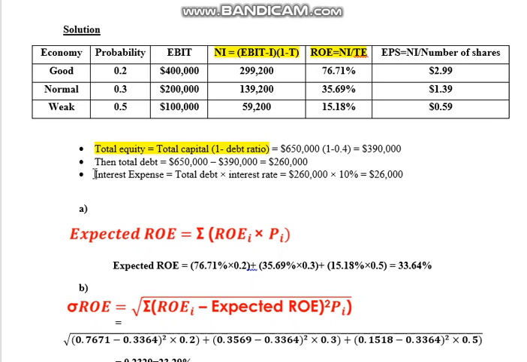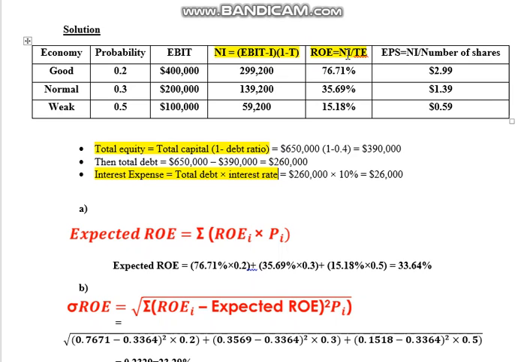And the interest expense is then equal to the total debt that we have calculated times the interest rate. So it's equal to the total debt 260,000 times the interest rate 10%, which is equal to 26,000. So the net income is equal to EBIT minus the interest, which is 26,000, times 1 minus the tax rate. The tax rate is 0.4. So we will have the net income for each economic situation: good, normal, and weak.